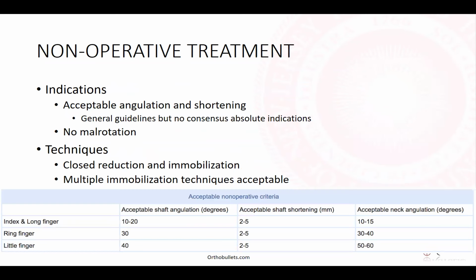So for non-operative treatment indications, similarly, there's kind of general guidelines about acceptable angulation and shortening. Really, any amount of malrotation is an operative indication, and techniques like we discussed with metacarpal neck fractures include closed reduction and immobilization, and multiple immobilization techniques have been described. This is just a table out of OrthoBullets, describing the general range of acceptable angulation for these fractures, which is less in the shaft than it is in the neck.